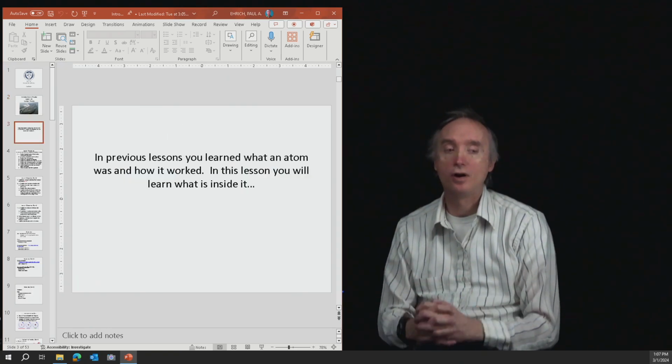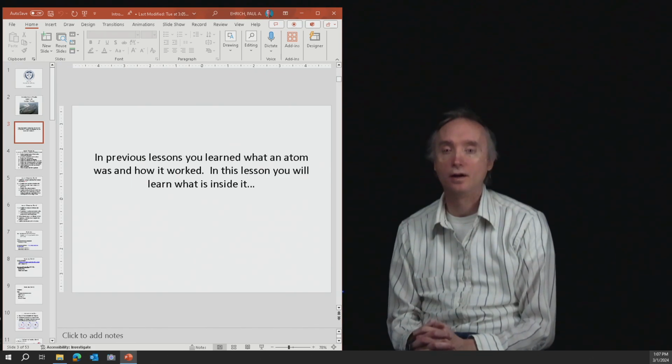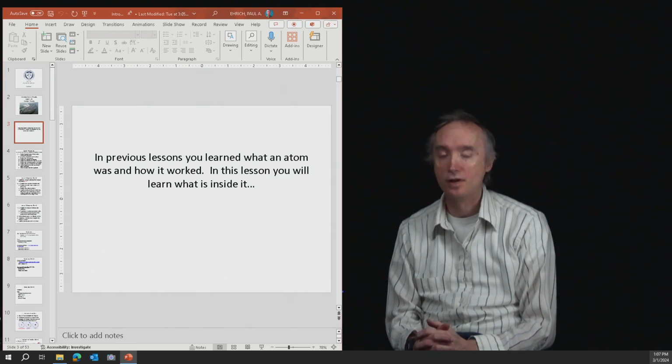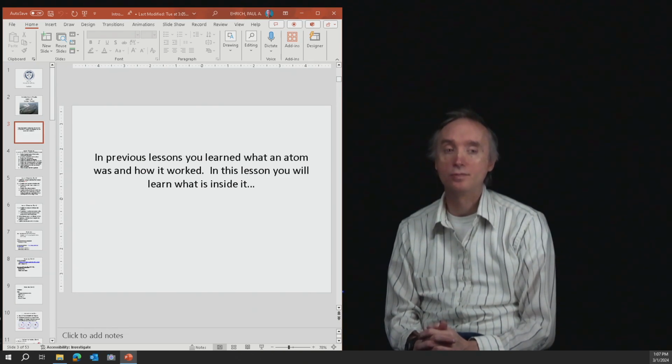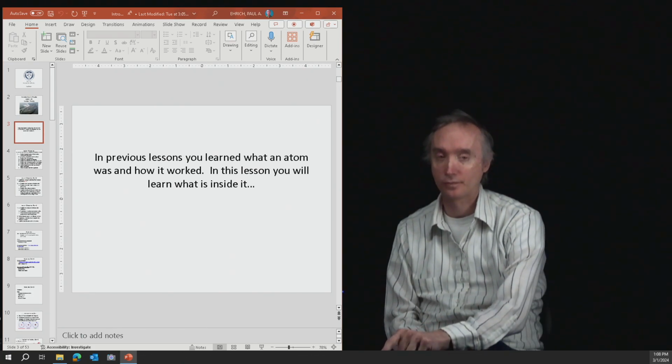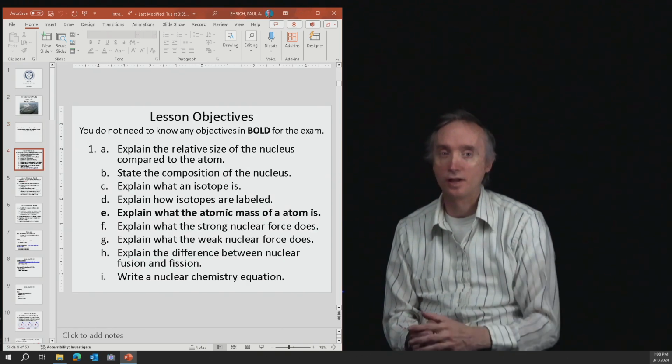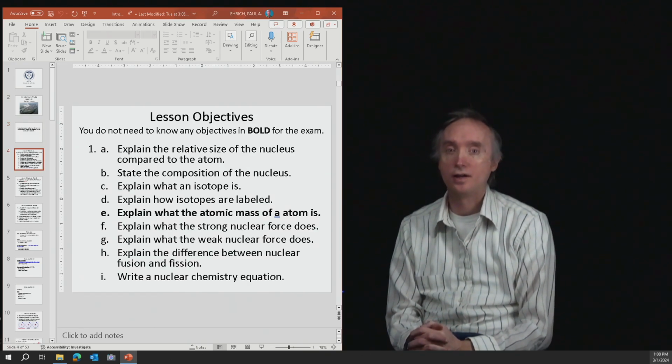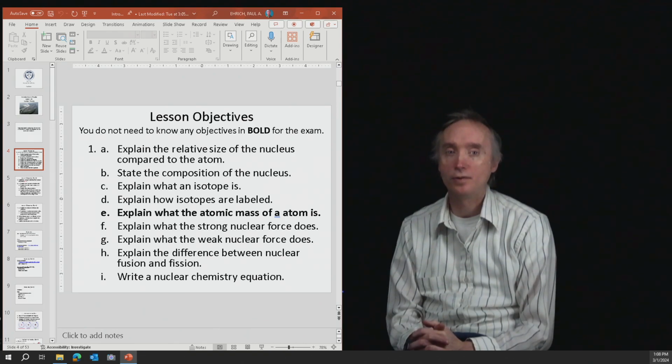So, if you recall, at the beginning of our journey into learning about physics, we talked about what the atom was. Well, now we're going to be talking about what is inside of the nucleus of the atom. So here are our lesson objectives. Number 1, explain the relative size of the nucleus compared to the size of the atom.